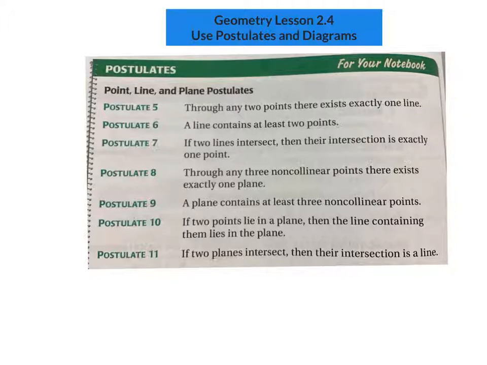Postulate 5, through any 2 points there exists exactly 1 line. Postulate 6, a line contains at least 2 points. Postulate 7, if 2 lines intersect, then their intersection is exactly 1 point. Postulate 8, through any 3 non-collinear points there exists exactly 1 plane. Postulate 9, a plane contains at least 3 non-collinear points. Postulate 10, if 2 points lie on a plane, then the line containing them lies in the plane. And 11, if 2 planes intersect, then their intersection is a line.